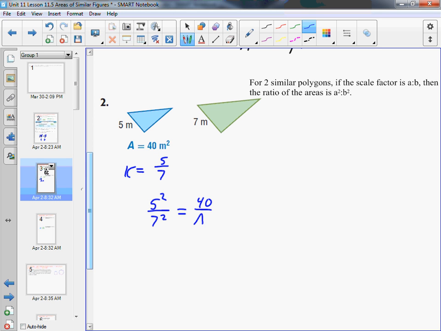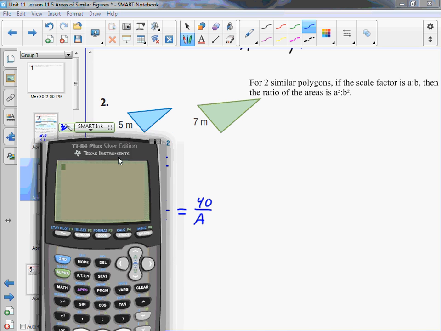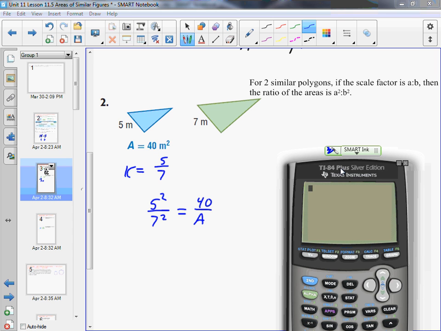So 5 squared to 7 squared equals the ratio of the areas, 40 to A. Okay? Now, don't assume that the unknown always winds up where I've been putting it. I'm doing it that way because I'm just sticking with left over right. They may ask us for the blue one and tell us the area of the green one. And if they did, then our A would be in the numerator instead of the denominator, wouldn't it? So don't assume it always looks just like that. Just set it up each time.